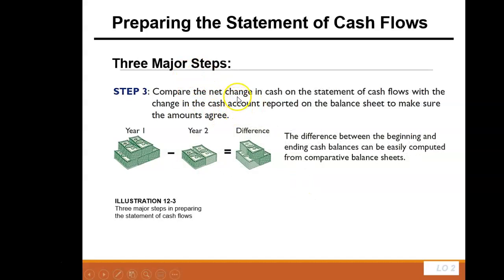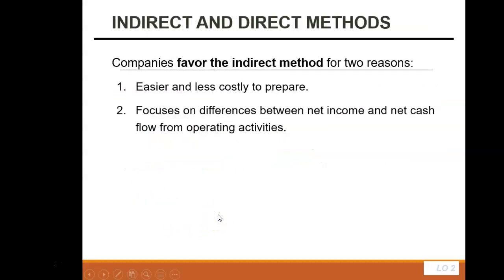Then we'll compare the net change in cash on the statement of cash flows with the change in the cash account reported on the balance sheet to make sure the amounts agree. So recall that your classified balance sheet will show your ending cash balance. If you have a comparative balance sheet, you will see the beginning cash balance, which will be the ending amount from the previous year, and then you will see the ending amount for the current accounting period. We're going to compare the beginning balance and ending balance on the balance sheet to the ending and beginning balance shown on the statement of cash flow, and those two amounts must equal one another.